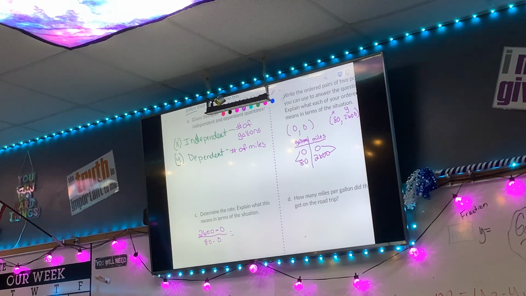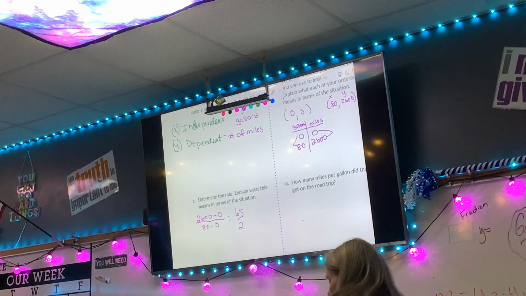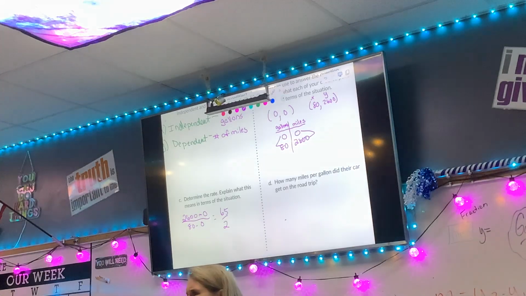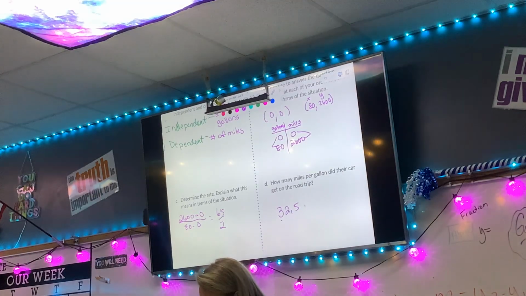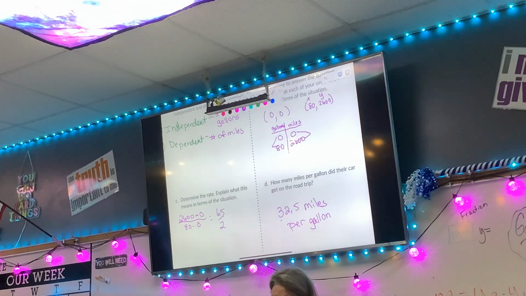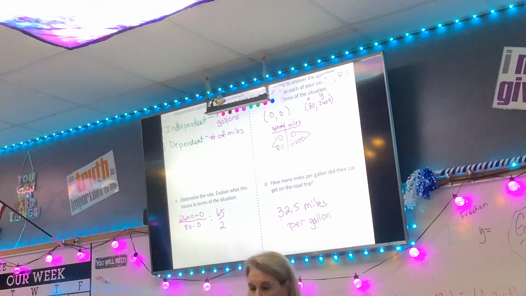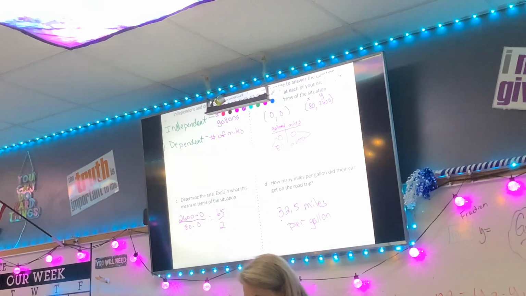What did you get? Okay, now it says how many miles per gallon did their car get on the road trip? Would you say I got 65 over 2 gallons, miles per gallon? What would you say? 32. Good. You change it to a decimal to make it make sense. You're going to see right here, they're making us go step by step by step by step. When we go to 3-2, you're going to see we're just going to do all this in one statement.